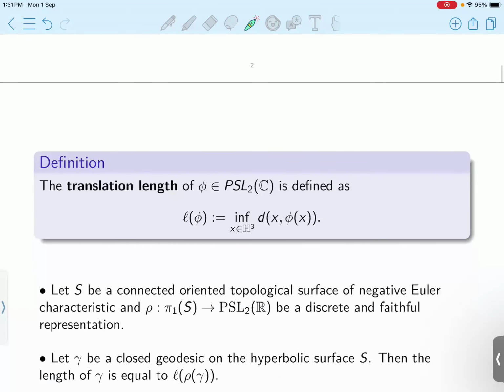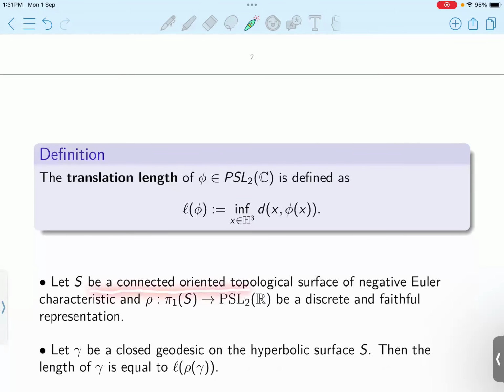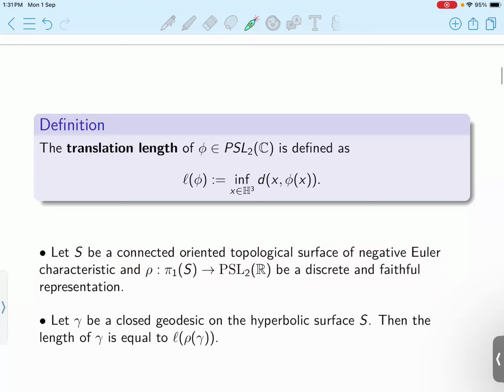Now let S be a connected oriented topological surface of negative Euler characteristic, and rho be a representation from pi1 S to PSL2R, which is discrete and faithful. Note that such a representation rho determines a hyperbolic structure on S, which is unique up to isometry. Now, let gamma be a closed geodesic on the hyperbolic surface S. Then the hyperbolic length of gamma is exactly equal to the translation length of rho gamma.